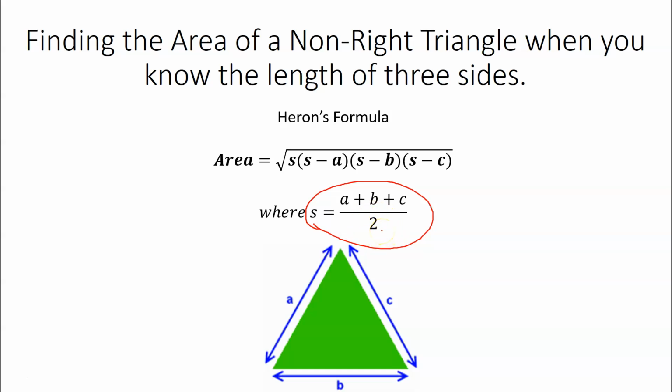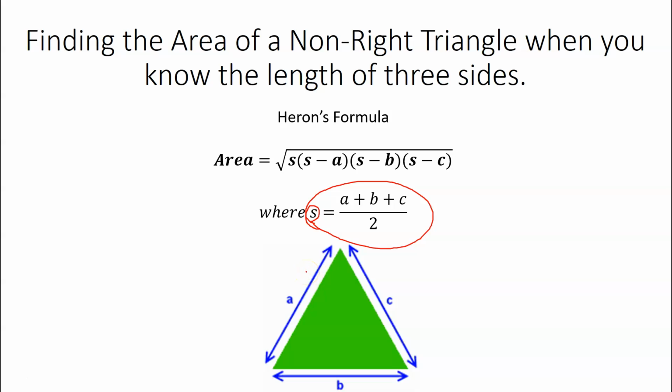Please note, this is not a typo. It's not the average length. It's divided by 2, not 3. Please be aware of that, or you'll be goofing this up. And that just gives you some number S. Then the second step is you take the square root of that number S times the difference between S and the first side, the difference between S and the second side, and the difference between S and the third side. Again, what you know in this situation is the lengths of three sides of a non-right triangle. And that will give you the area of the triangle.